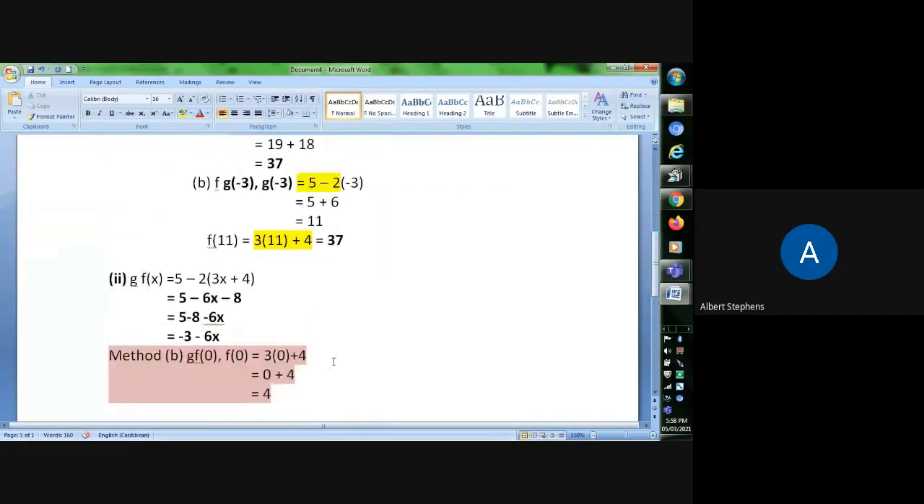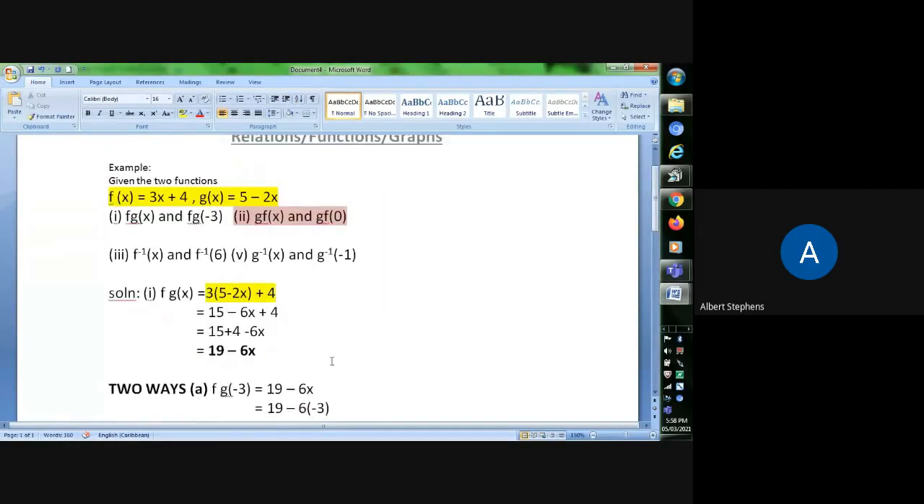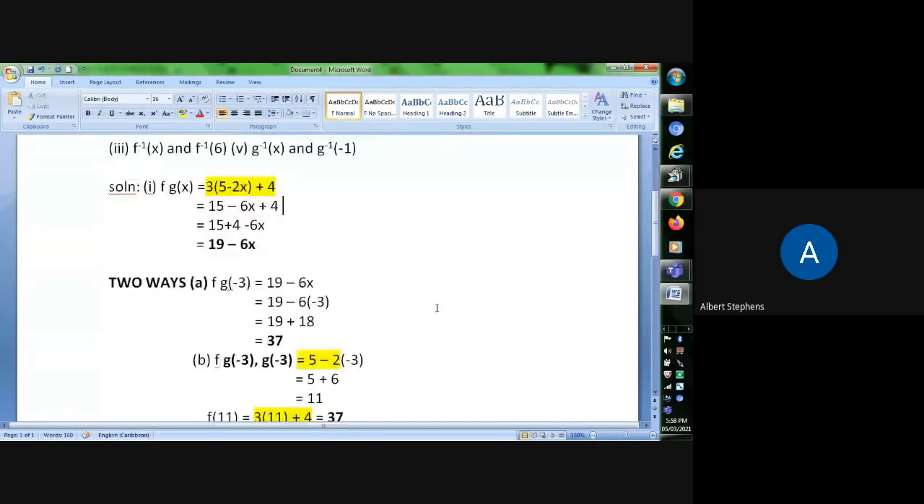Let's look at the other part of the question. It says, find f inverse 6. Class, how do you think we're gonna find f inverse 6? What happens when there's a number in right here? So replace the variable with that number.